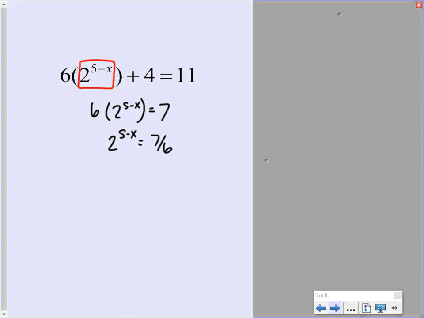And over here, I'm going to avoid rounding issues. I don't want to round in the middle of my problem. I'm just going to leave that as 7/6. Okay. At this point, I have the base and its exponent all by itself, so I can rewrite in logarithmic form. So it's going to be log base 2 of 7/6 equals 5 minus x.